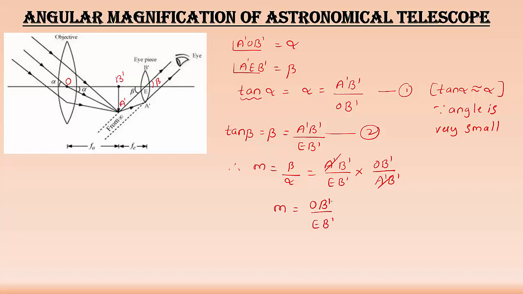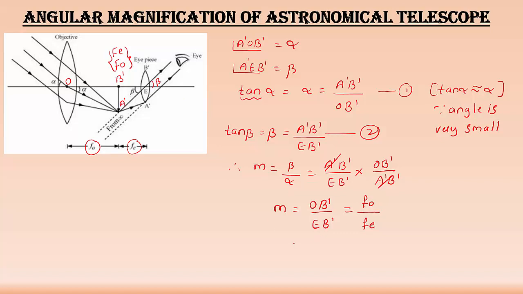Now here, in place of OB', we can write the focal length of the objective lens, FO. In place of EB', we can write the focal length of the eyepiece, which is denoted by FE. So it can be written as FO divided by FE, because A'B' is the intermediate image which is acting as object for the eyepiece. So this image is formed exactly at the principal focus of the objective lens as well as the eyepiece. So in place of OB' and EB' we can write focal length.